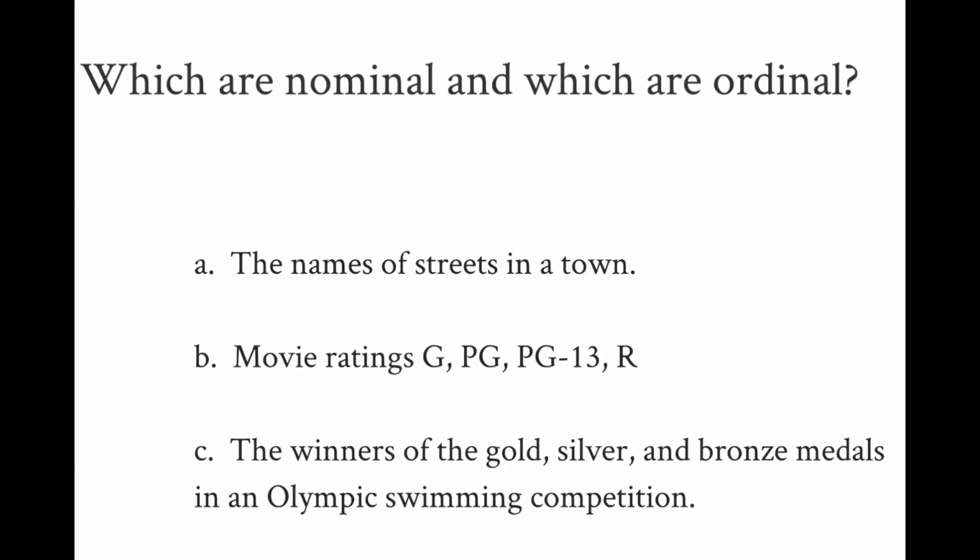So sometimes it's hard to even say what the best term is to describe the data when you're not looking at the data itself. So just keep that in mind. In most cases, I think names of streets would be nominal, but again, unless we're looking at the data itself, we really can't say that here. Movie ratings of G, PG, PG-13, and R. There's definitely a sense of ranking or ordering when you hear those ratings. It makes me think of what's appropriate for my kids to watch and things like that. The winners of the gold, silver, and bronze medals in an Olympic swimming competition. Yes, ordering is definitely significant here, and so I think that ordinal is the best way to describe this one.